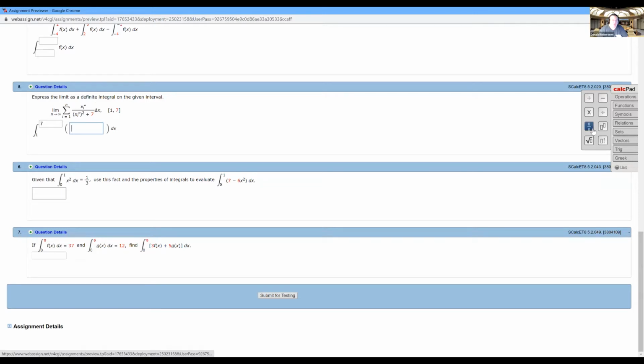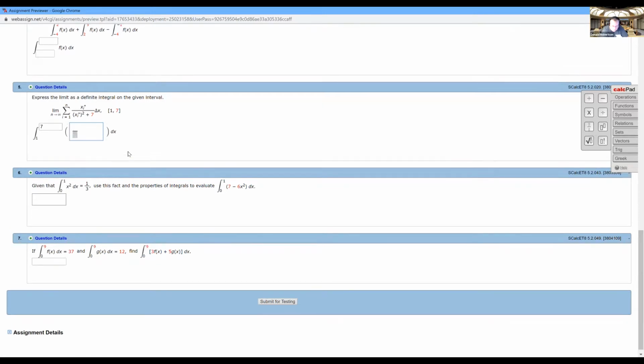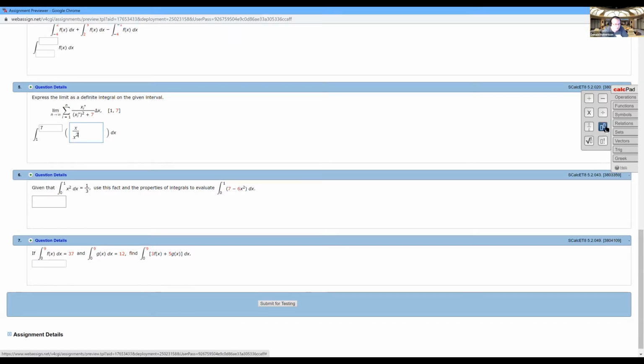So you hit the fraction button, and on the top you do x, and then you click on the bottom. It looks like it's x squared plus 7. So I should be going over here, hitting a little square, and adding a plus 7, and pretty much that's the end of that question.